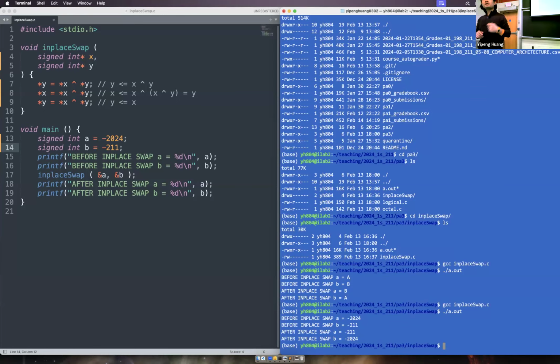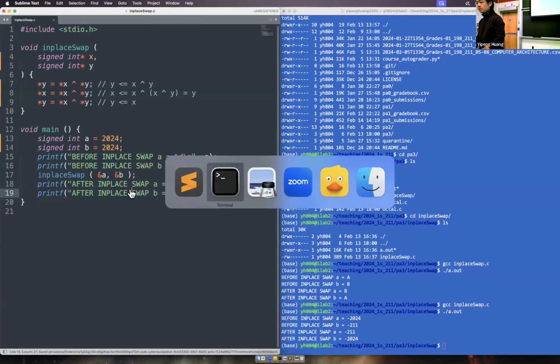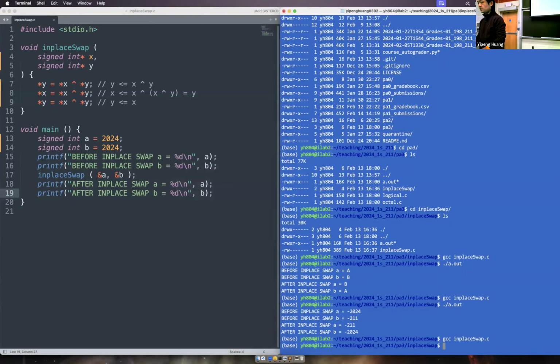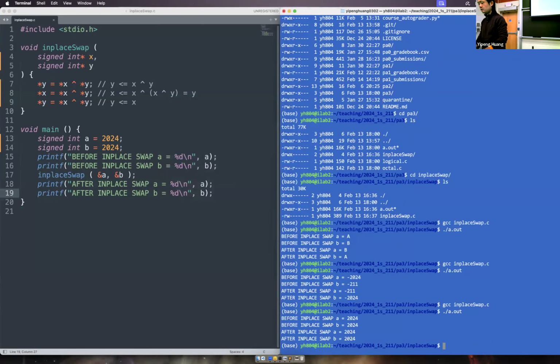Is there a problem if x and y are equal to one another? So how do we find out? Right, so one claim is, okay, if they are equal to each other, say like this, A and B are both 2024 now. Well, we could run this program. The expected result is still correct, right? Swapping 24 with itself is the same.